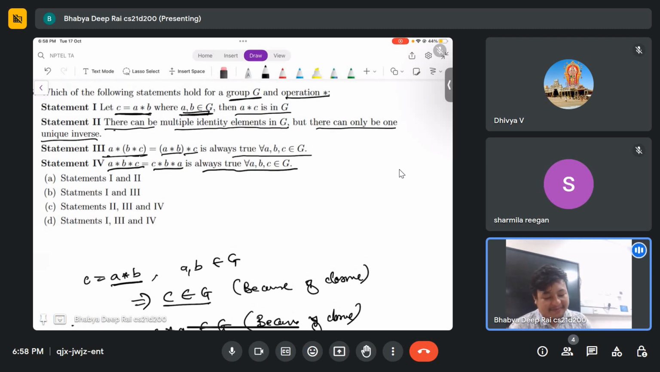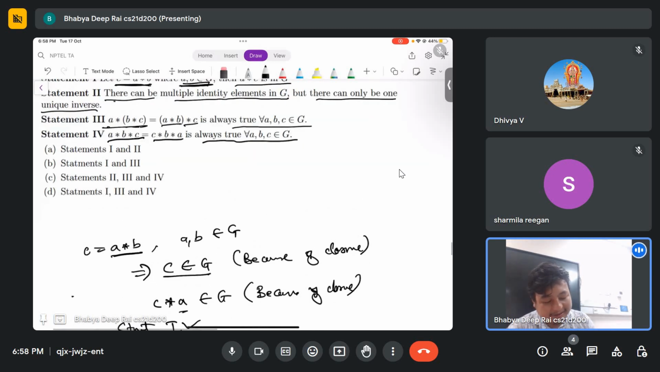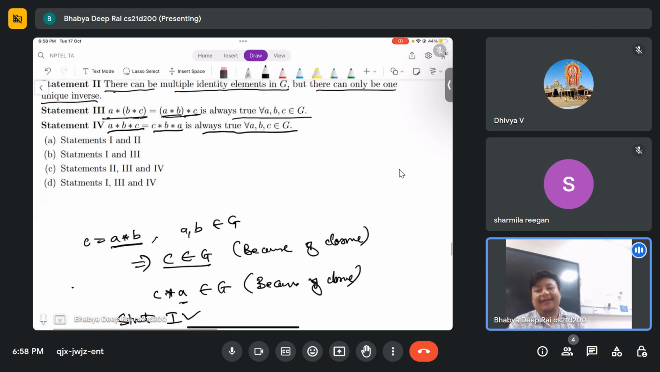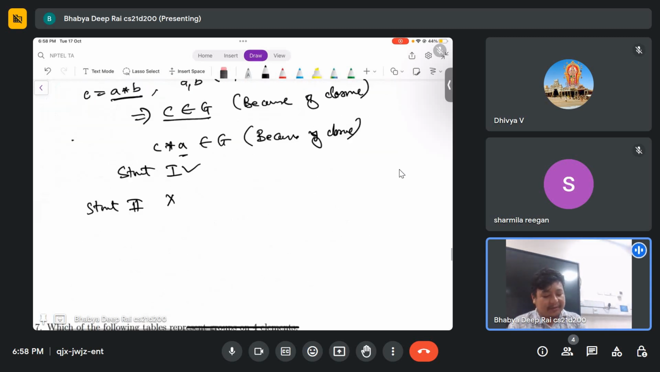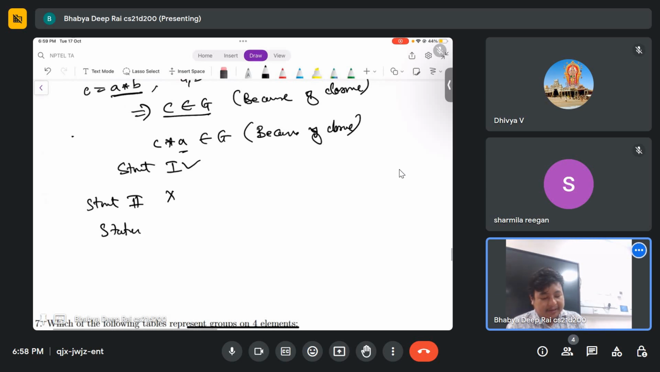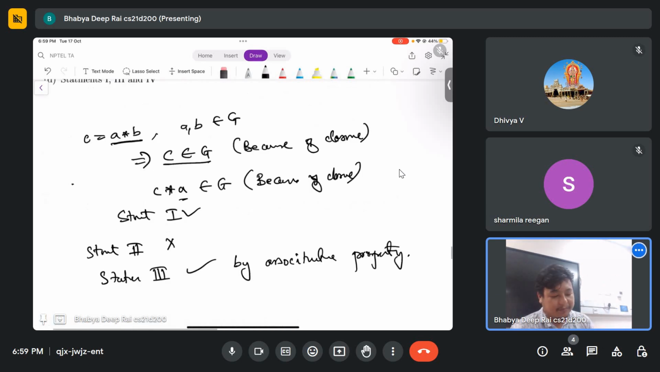Third is A star B star C equals A star B star C is always true. Well, this is the associativity property of groups. Statement 3 is true by the associative property. I mean, observe that all of these follow because G is a group.